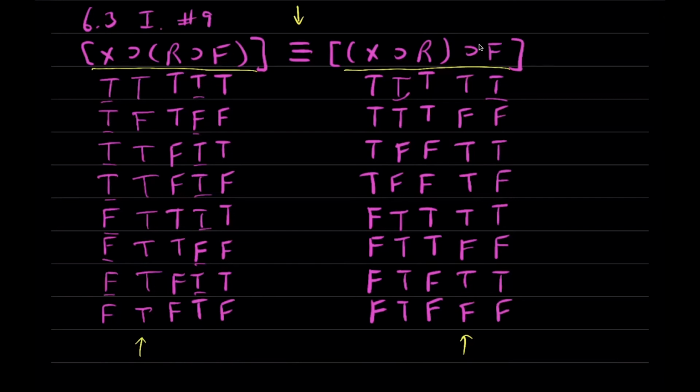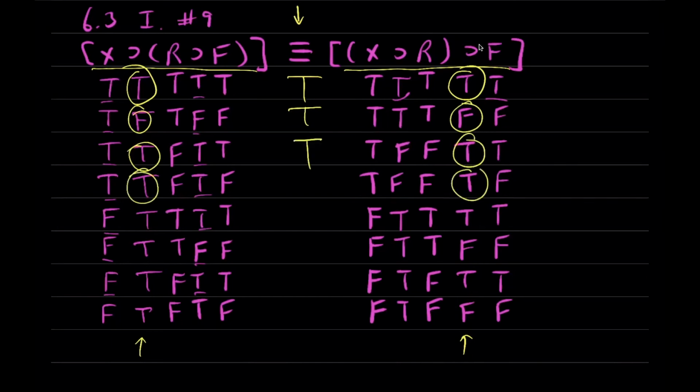So let's go through these. We've got something true is equivalent to something true. They are equivalent, so that gives us true in the first row. We have false and false. They are equivalent, so we end up with true. Here, I'll circle them as I go. In the third row, we've got true and true. They're equivalent, so we end up with true. We have true and true. They're equivalent, so we end up with true. We have true and true. They are equivalent, so they end up with true. We end up with true.